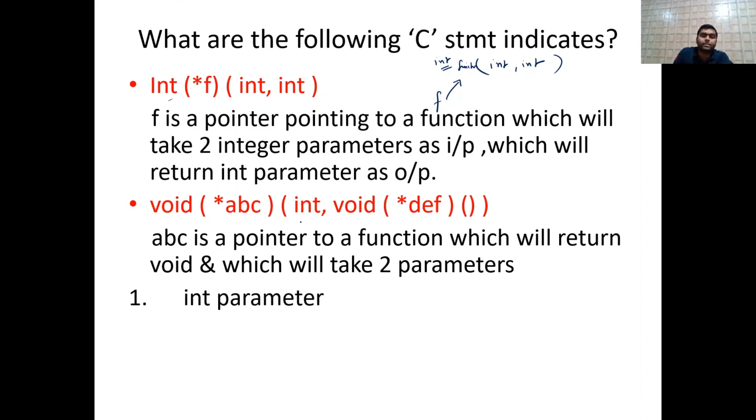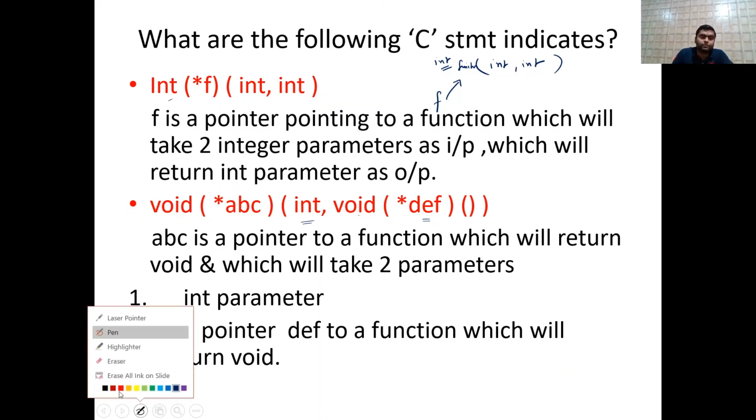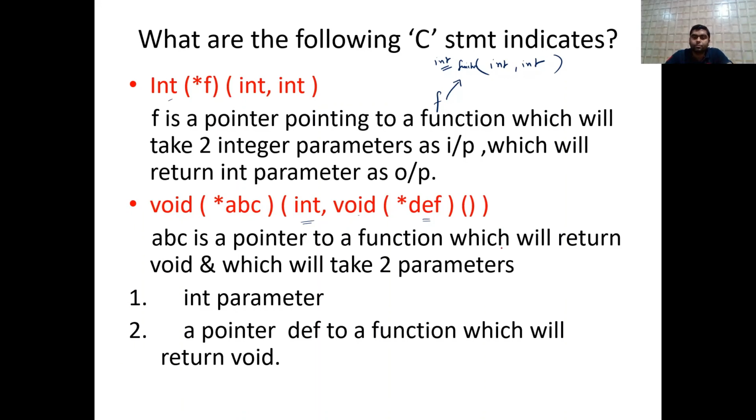So what are those two parameters? So first parameter is what? Integer, and second parameter is what? Second parameter is a pointer def to a function which will return what? Void. So this, if I pictorially draw this, then it will be clear to you.